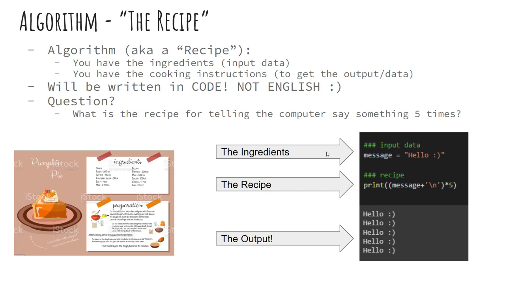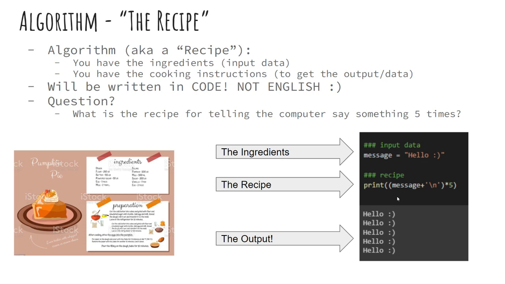Likewise, we got ourselves a recipe on the right-hand side right here, and it's written in Python. So what is this doing? It's the recipe for telling the computer to say something 5 times. So the input data, that's the ingredient. Hello, that's the message. And then the recipe, this is a very short recipe. It's only 1 line of code.